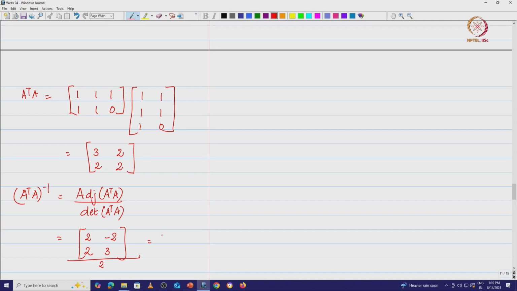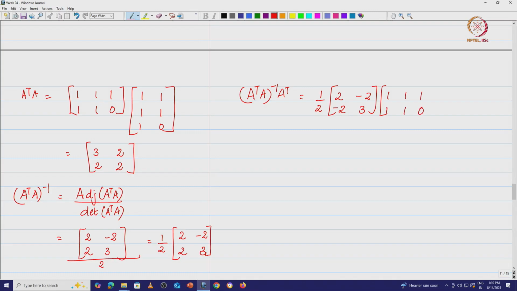So, this is nothing but half of [2 -2; -2 3]. So, this is what we have. Now, what we are going to do is we found out (A transpose A) the whole inverse. So, I want to figure out what is (A transpose A) inverse into A transpose, that is nothing but half into [2 -2; -2 3] and into [1 1 1; 1 1 0].